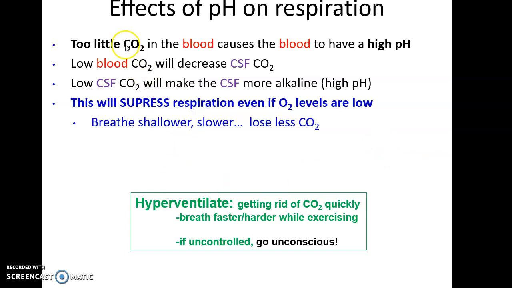Now we also have the flip side. If there's too little carbon dioxide, then there's not enough hydrogen ions and the blood pH goes too high, which then affects the cerebral spinal fluid, and this will then cause you to breathe slower, breathe shallower, to lose less carbon dioxide, thereby to keep the pH lower.